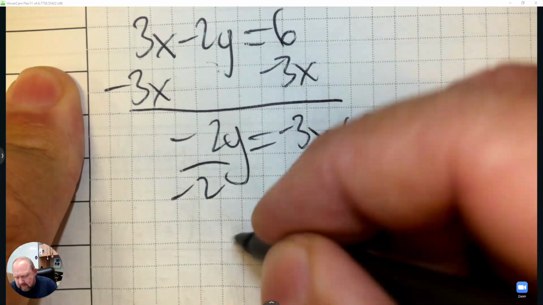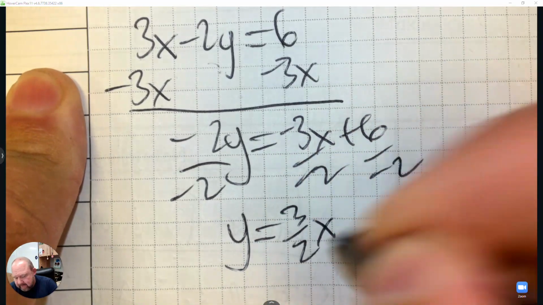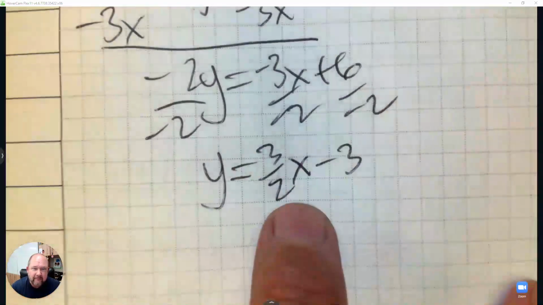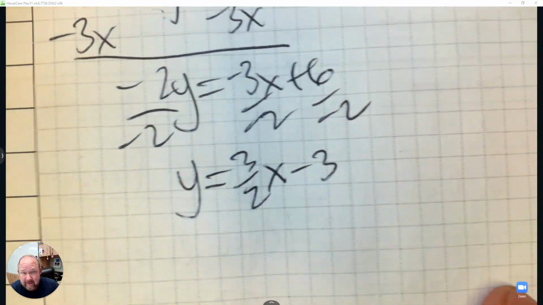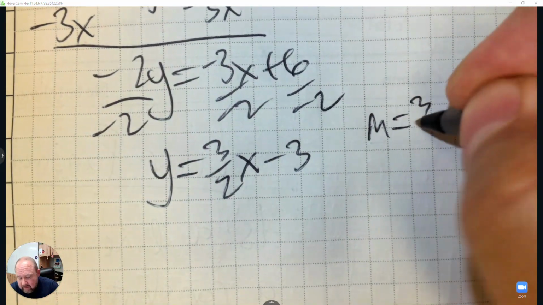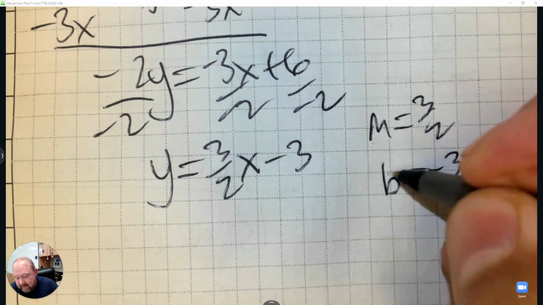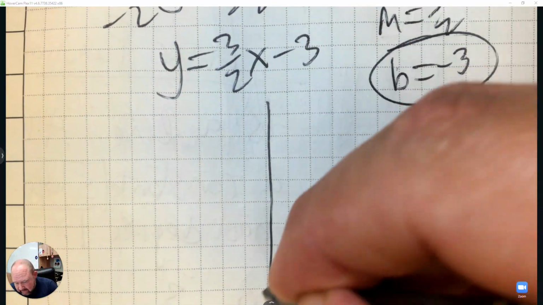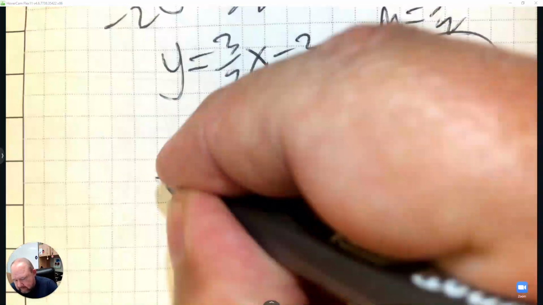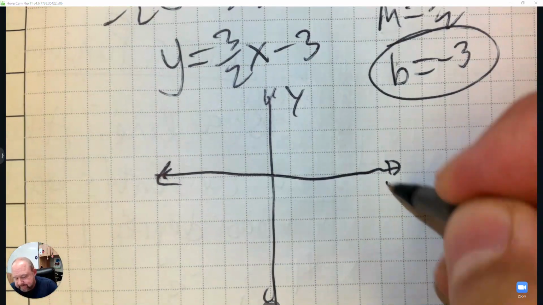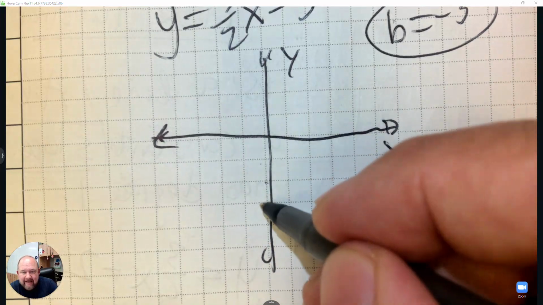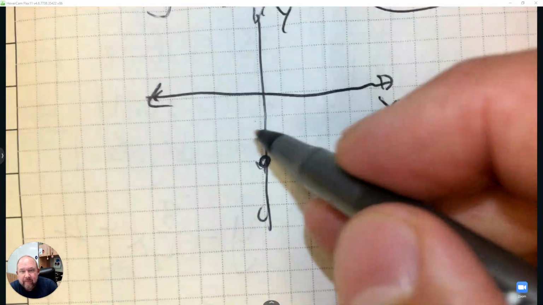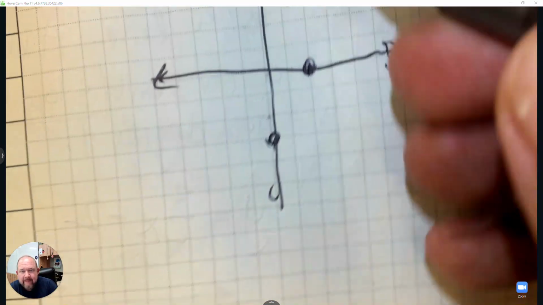Be careful with negatives. A negative divided by a negative is positive 3/2. A positive divided by a negative is negative. But now I have the values that I need. So the slope is 3/2. The y-intercept is -3. That's where I'm going to start graphing. So when I graph my line, again, you can press pause. We're going to start at -3. And then the direction we're going to go is up 3 and over 2. And then draw your line.